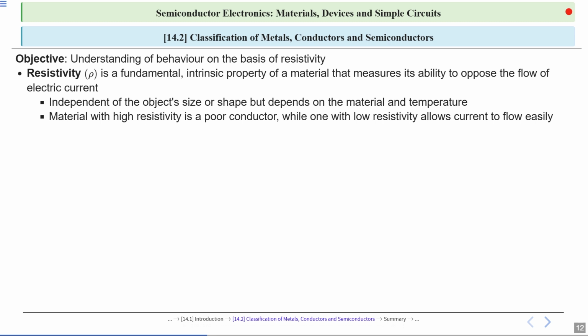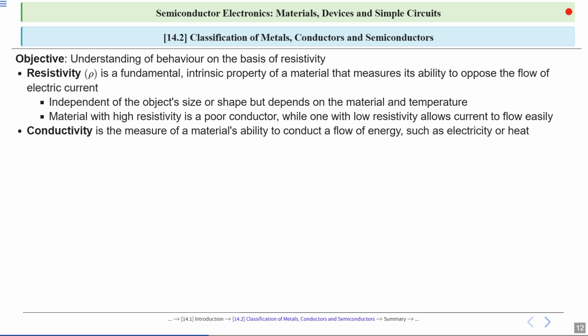Materials with high resistivity are poor conductors, meaning they resist the flow of electric current. In contrast, materials with low resistivity allow electric current to pass through easily. Conductivity measures how well a material allows energy like electricity or heat to pass through it. Materials with high conductivity, such as metals, let energy flow easily, while insulators like wood or rubber resist this flow.